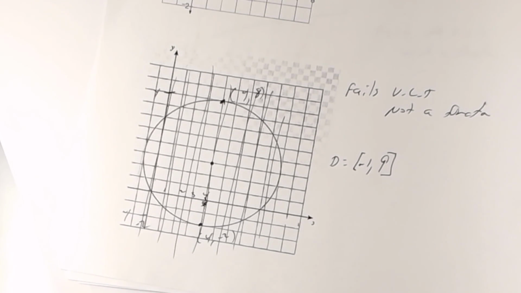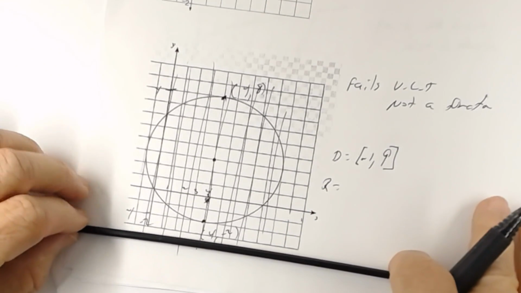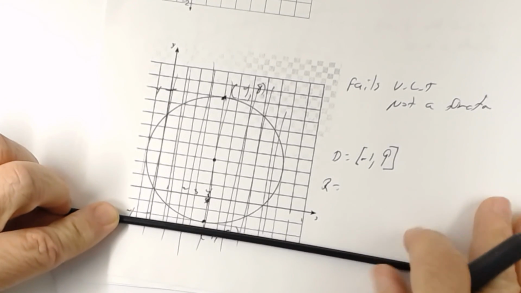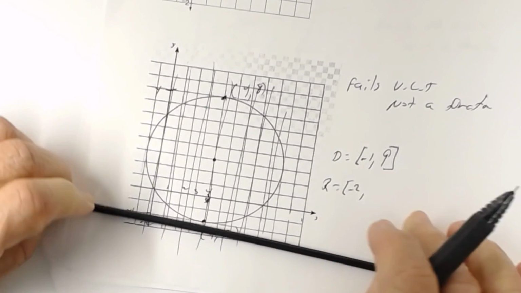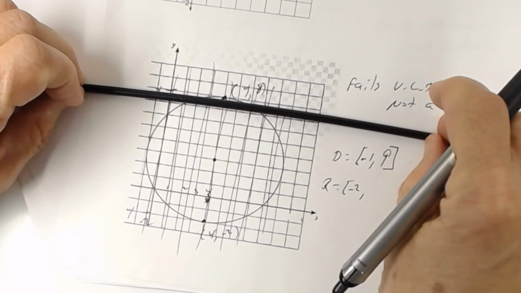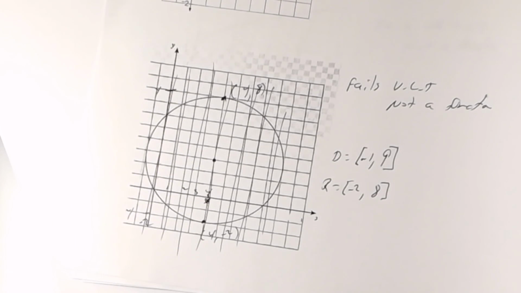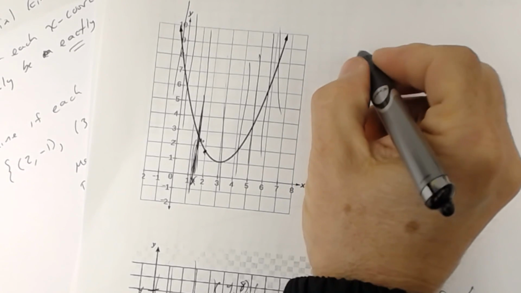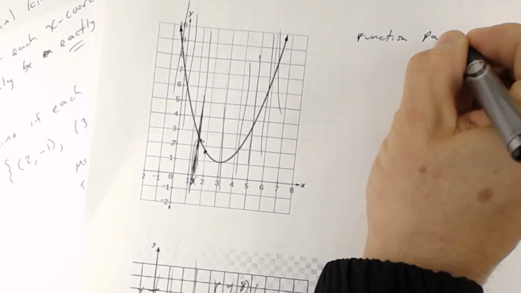The range is a set of y coordinates. So you go from bottom up. I start touching the graph at this lowest point, right? But remember, we're looking at the y coordinate. So what is that y coordinate? -2. All the way to what y coordinate? 8. Okay, 8. So there's your domain and range. Oh, by the way, that was a function, right? It passes the vertical line test.